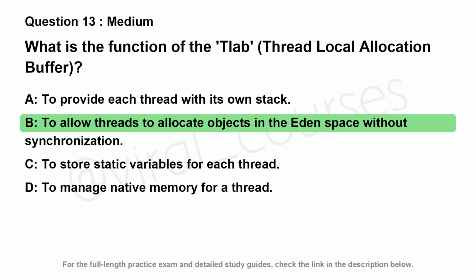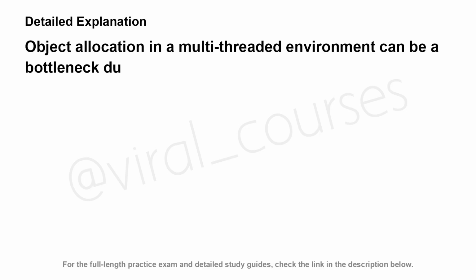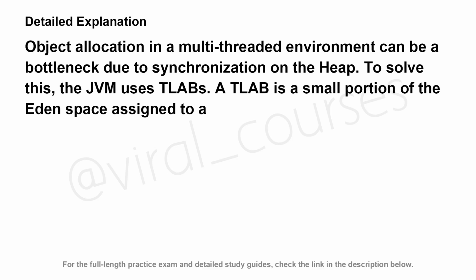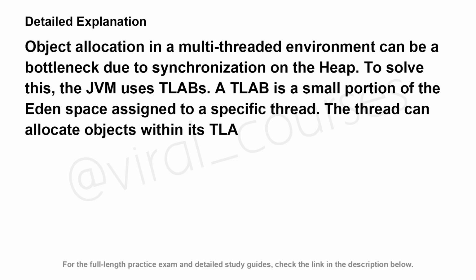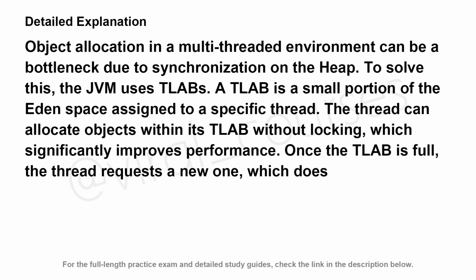The correct answer is B. Object allocation in a multi-threaded environment can be a bottleneck due to synchronization on the heap. To solve this, the JVM uses TLABs. A TLAB is a small portion of the Eden space assigned to a specific thread. The thread can allocate objects within its TLAB without locking, which significantly improves performance. Once the TLAB is full, the thread requests a new one, which does require synchronization.